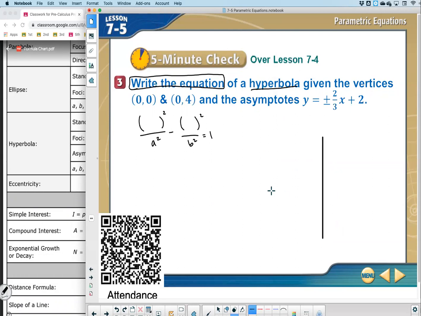On this particular problem, they give me vertices. I'm going to stop. Vertices. What vocabulary term should you associate with vertices? 2a, 2b, or 2c?